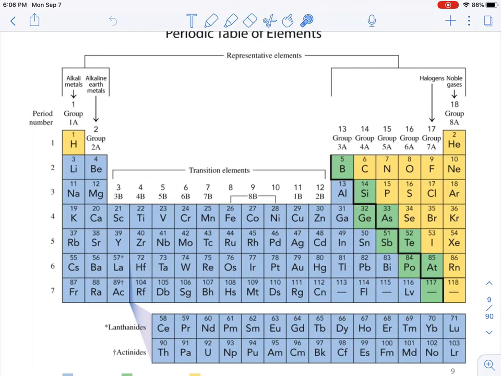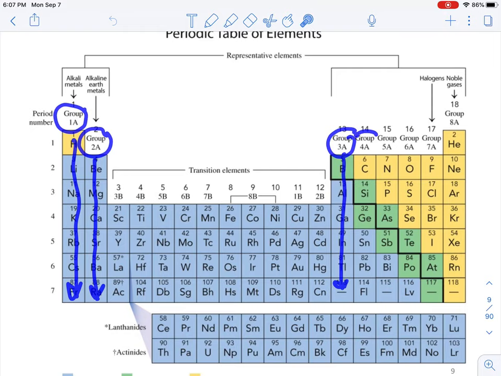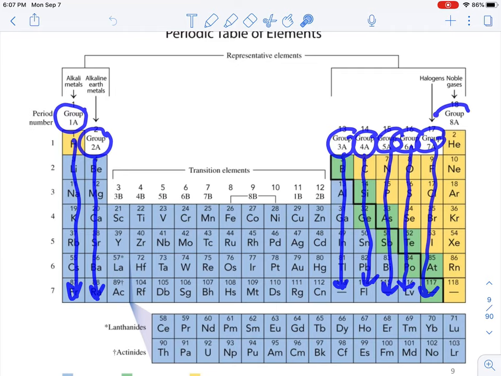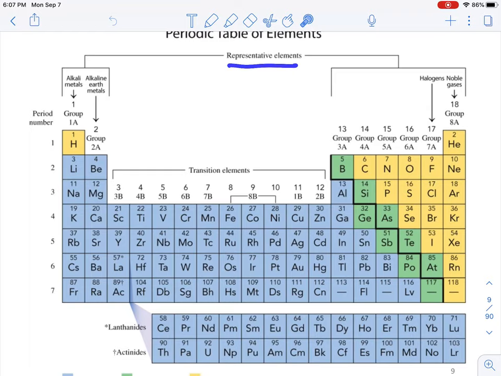Very similar to what we discussed in the previous lecture, the main group elements are marked with first their group number, so group number 1. And then since they're representative or main group elements, they're going to be followed up with a letter, which is capital A, or lowercase a, it doesn't really matter. So this is going to be group 1A, this is group 2A, this is group 3A, this is group 4A, group 5A, group 6A, group 7A, and then finally group 8A. Okay, so overall there are 8 groups that represent the main group elements, or the representative elements.